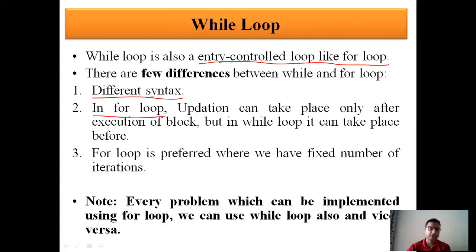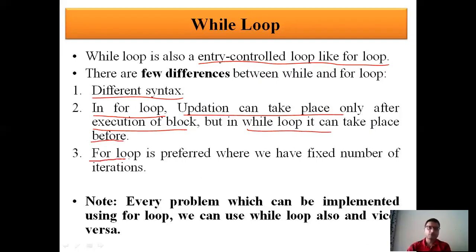In for loop, this is the thing that I was talking about in the previous slide. Updation in for loop can only take place after the execution of block, as per the flow of the syntax, as per the flow of the control. But in while loop, updation can take place before the execution. If you have written the updation statement before the statement block, then obviously it will take place before the execution.